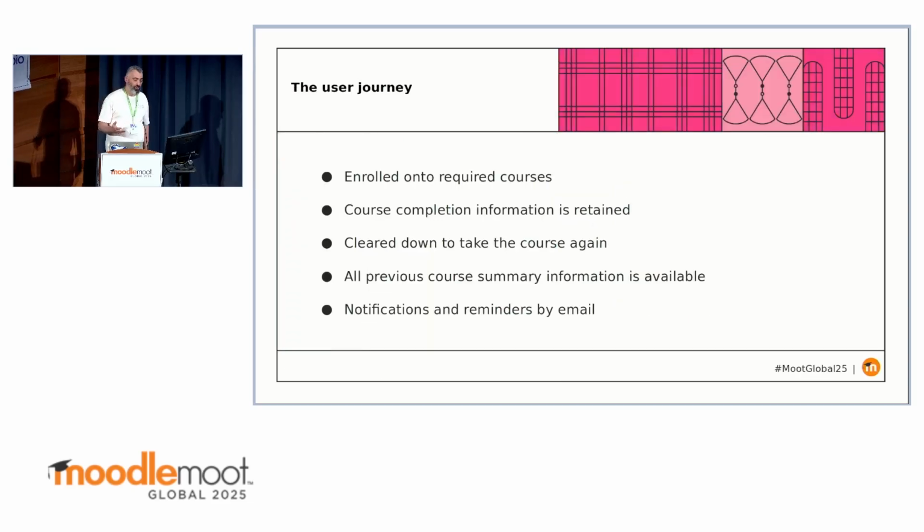So now we have the user journey, where they have been enrolled in the course in some method. The course has been completed by them. That information is then retained on course completion. They're cleared down from their course as required. They're able to then take exactly the same course again. That saves you management on those courses. All the previous course summary information is being retained in the reporting tables for them. The users are notified by reminders and emails.